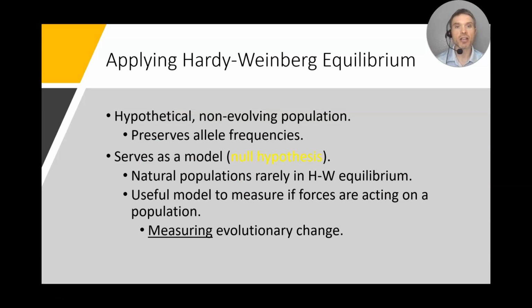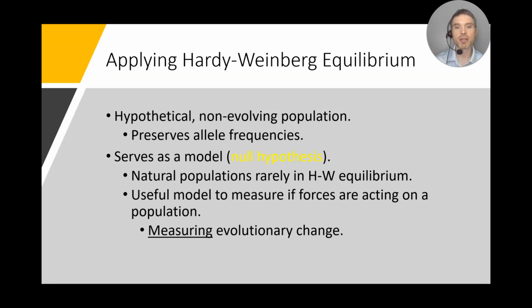Now, let's apply Hardy-Weinberg equilibrium. I just want us to be aware that this is a hypothetical situation. I can't think of any scenario where this is actually true in nature. So in other words, there's really no non-evolving population. If this is true, remember that our allele frequencies must be the same. If I check the allele frequencies today, tomorrow, or 10 years from now, that population is not going to change.